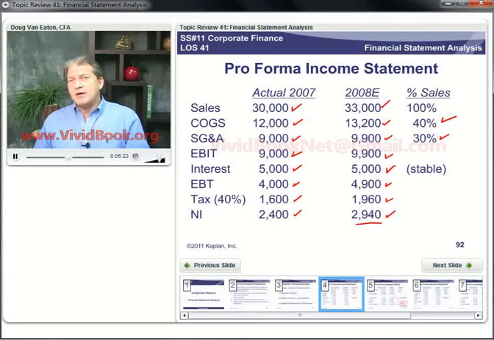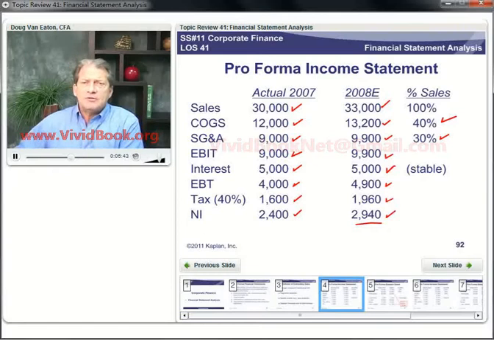Now the only thing we have to do now, we've got to reconcile this with our balance sheet. Because of our balance sheet, we're going to need more assets to support greater sales. And we have to ask ourselves, where are those assets coming from? Is there enough in retained earnings to finance that, or are we going to need to add more debt? So let's take a look.